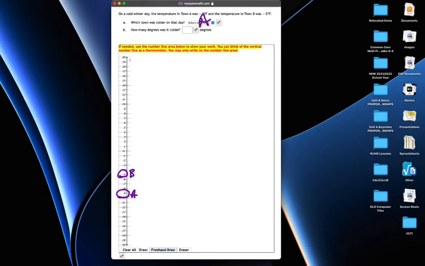How many degrees was it colder? Well, we could count if we can't see it. The difference here is 4 degrees. 1, 2, 3, 4 degrees difference there. Or how many degrees was it colder? It was 4 degrees colder.